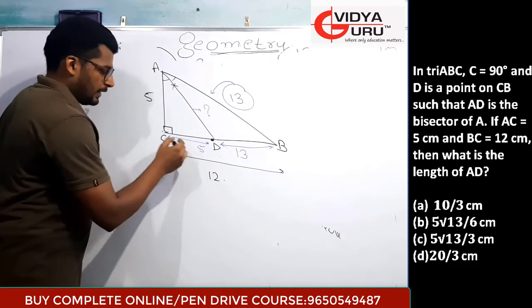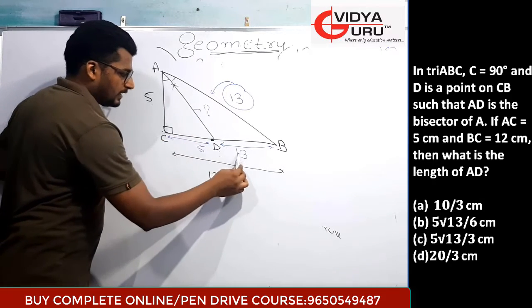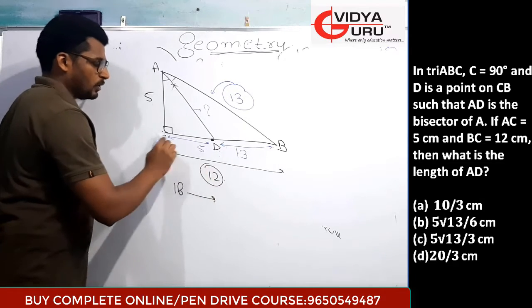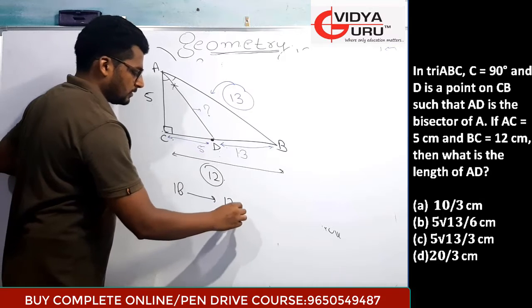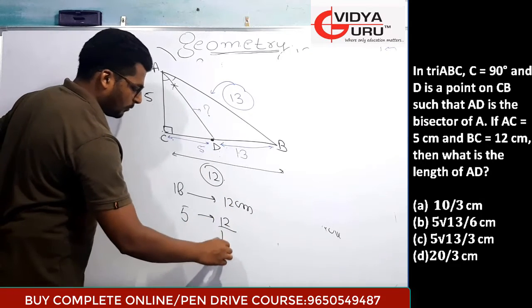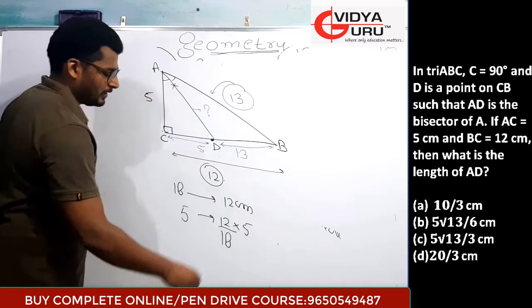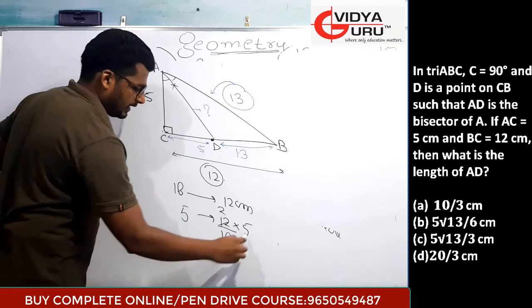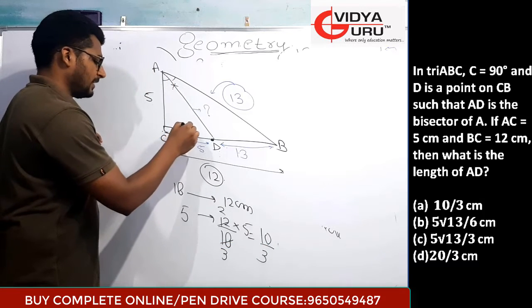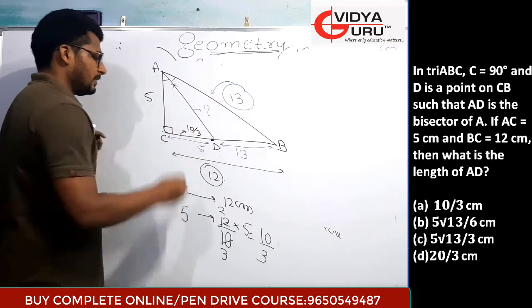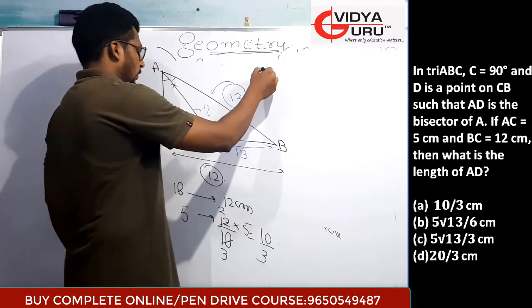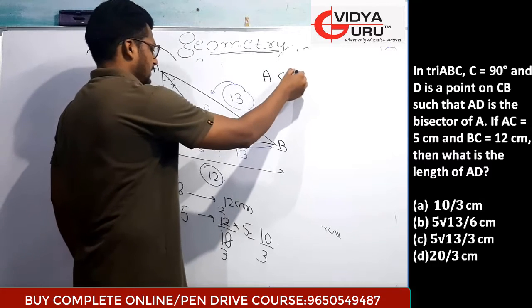Now I need to find out the value of CD. 5 and 13, that means 18, and the value of 18 is what? 12, because the question says BC is 12. And what is the value of 5? 5 will be 12 upon 18 into 5. 6 2 times 12, 6 3, 10 by 3. And what is the exact value of CD? 10 by 3.